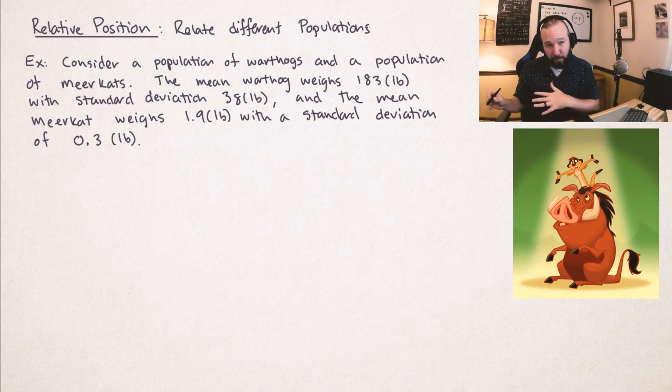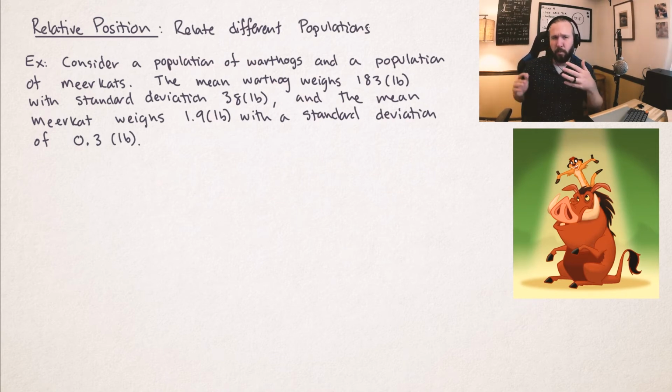So I have a population of warthogs and a population of meerkats, and I give us some statistics about each of these animals. We know the mean warthog weight, and we know the standard deviation, the typical difference between the weight of warthogs. And we know the mean meerkat weight.